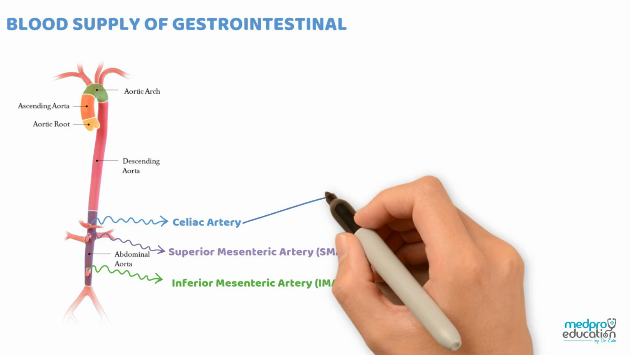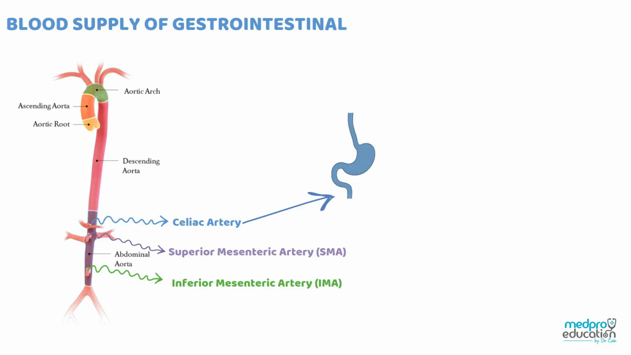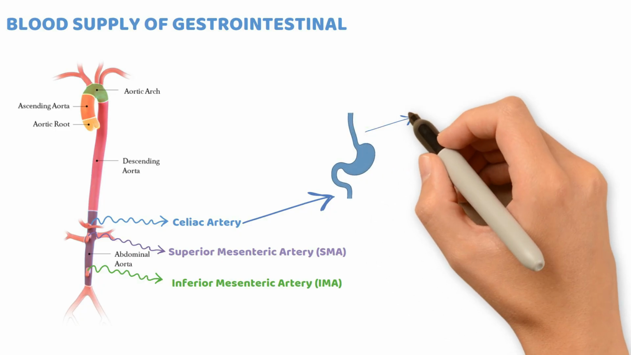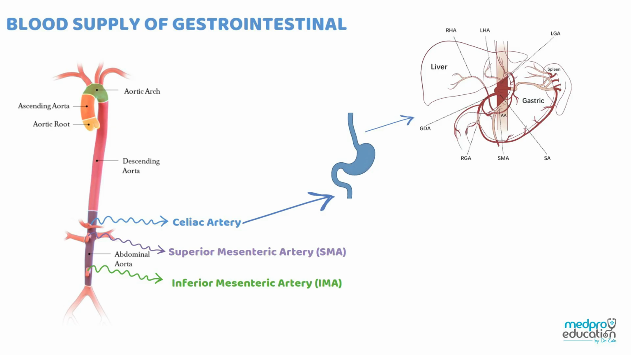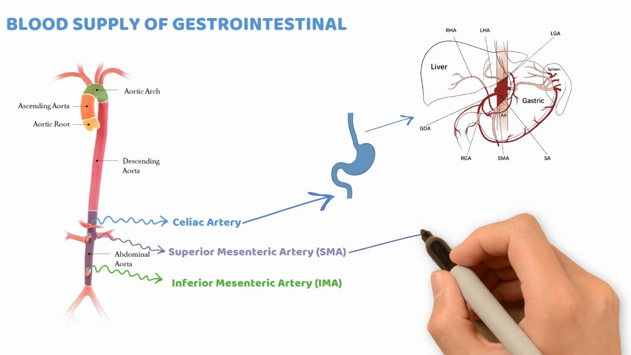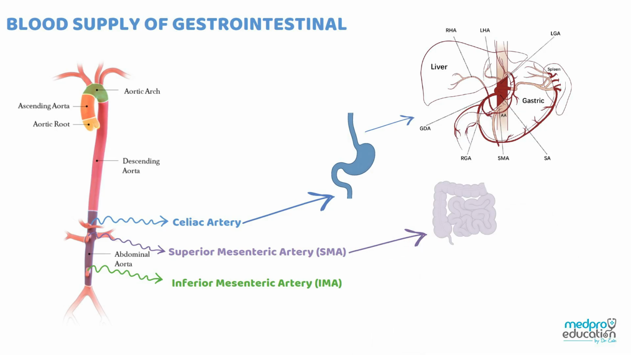The foregut, including the esophagus, stomach, liver, pancreas, and upper duodenum, is supplied by the upper trunk, the celiac artery. The midgut, from the lower duodenum to the proximal two-thirds of the transverse colon, is supplied by the middle trunk, the superior mesenteric artery, or SMA.